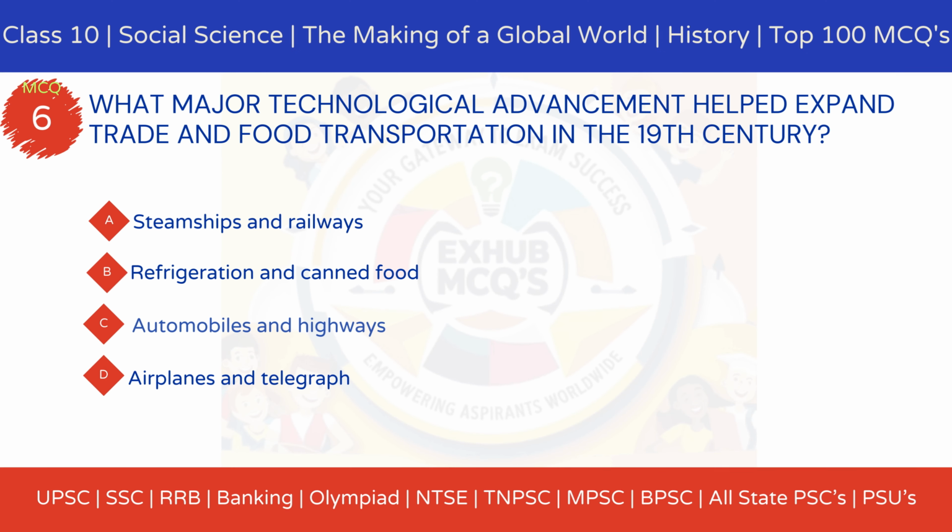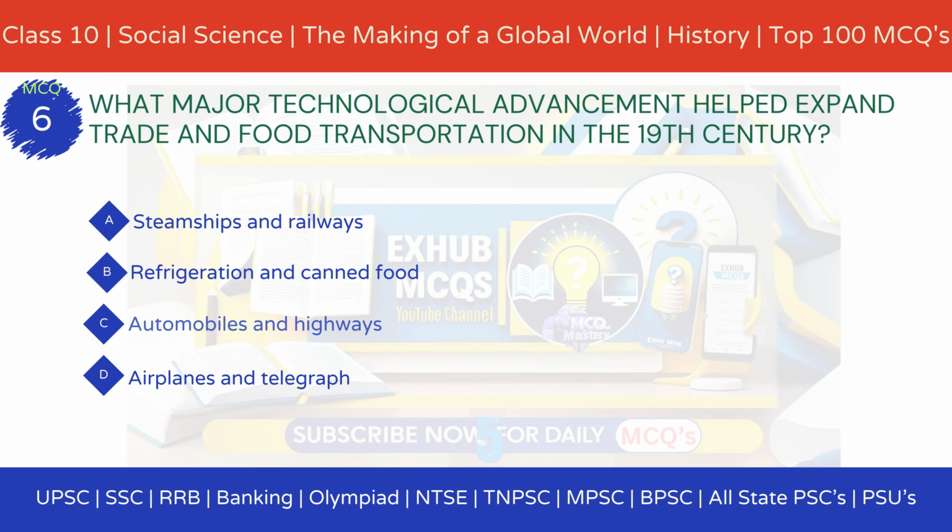MCQ 6. What major technological advancement helped expand trade and food transportation in the 19th century? Option A, steamships and railways. Option B, refrigeration and canned food. Option C, automobiles and highways. Option D, airplanes and telegraph.